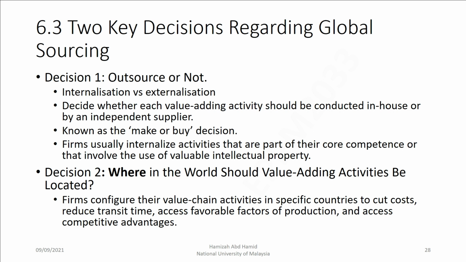Second decision is where in the world should value-adding activities be located. So, firms will configure their value chain activities in specific countries to cut costs. They will also choose the country to reduce transit time, access favourable factors of production. Favourable factors of production ni termasuklah raw material cost, labour cost, sewa dan lain-lain. They also choose the country based on their access to the country's competitive advantages.